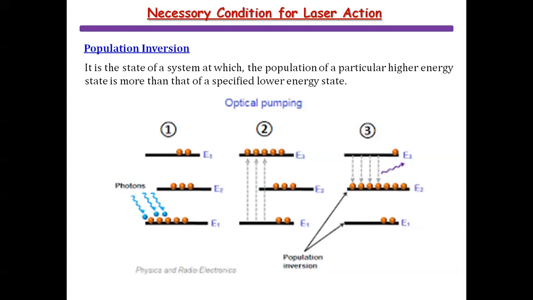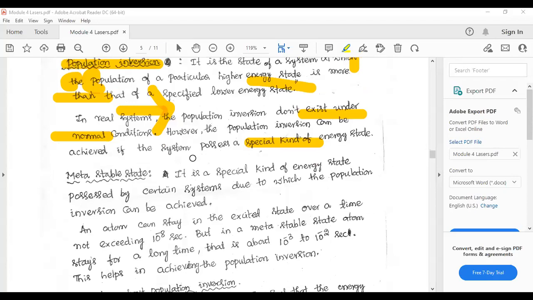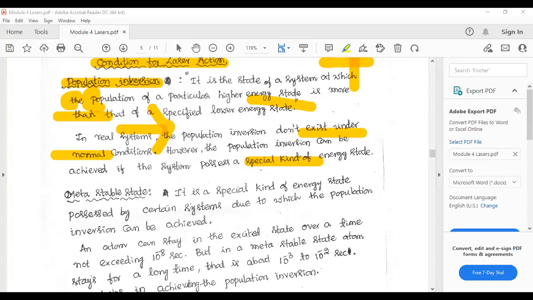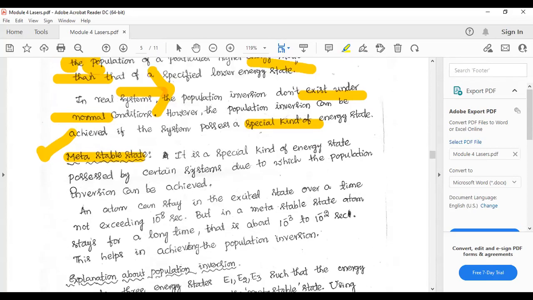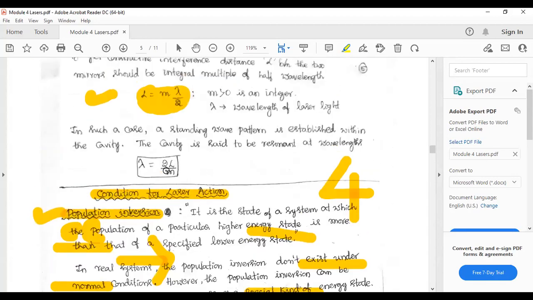And the next important condition for obtaining laser action is the metastable state itself. There are two important mechanisms you have to understand, and they are known as the conditions for laser action. One is population inversion, another is the metastable state. That's it. I will stop the class right now.